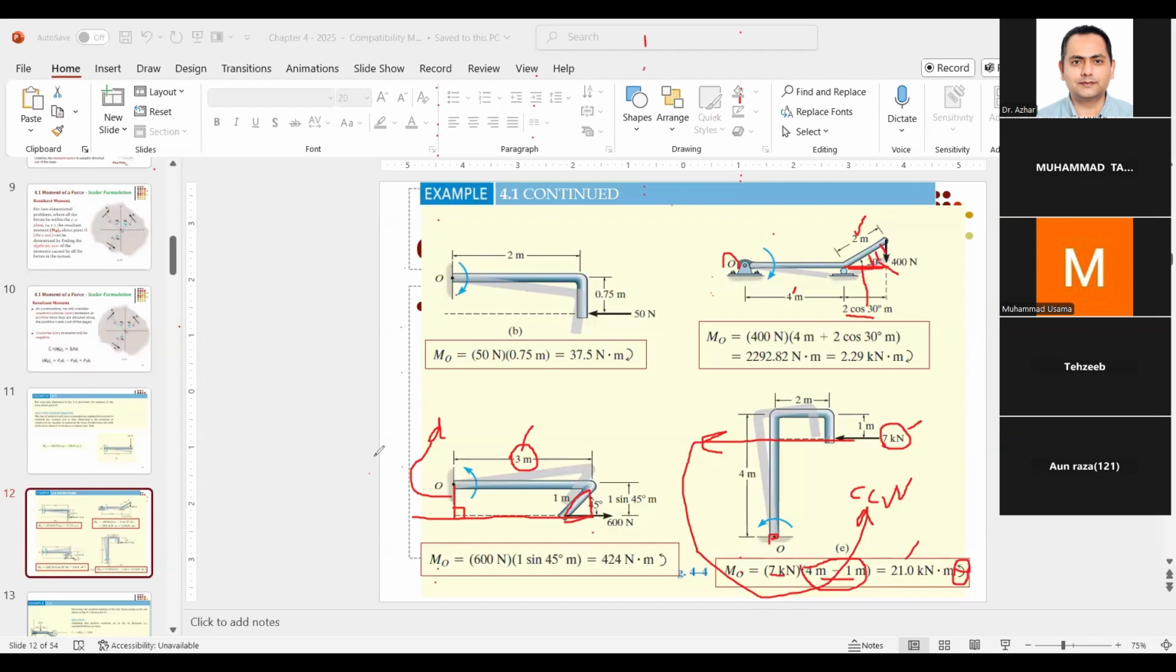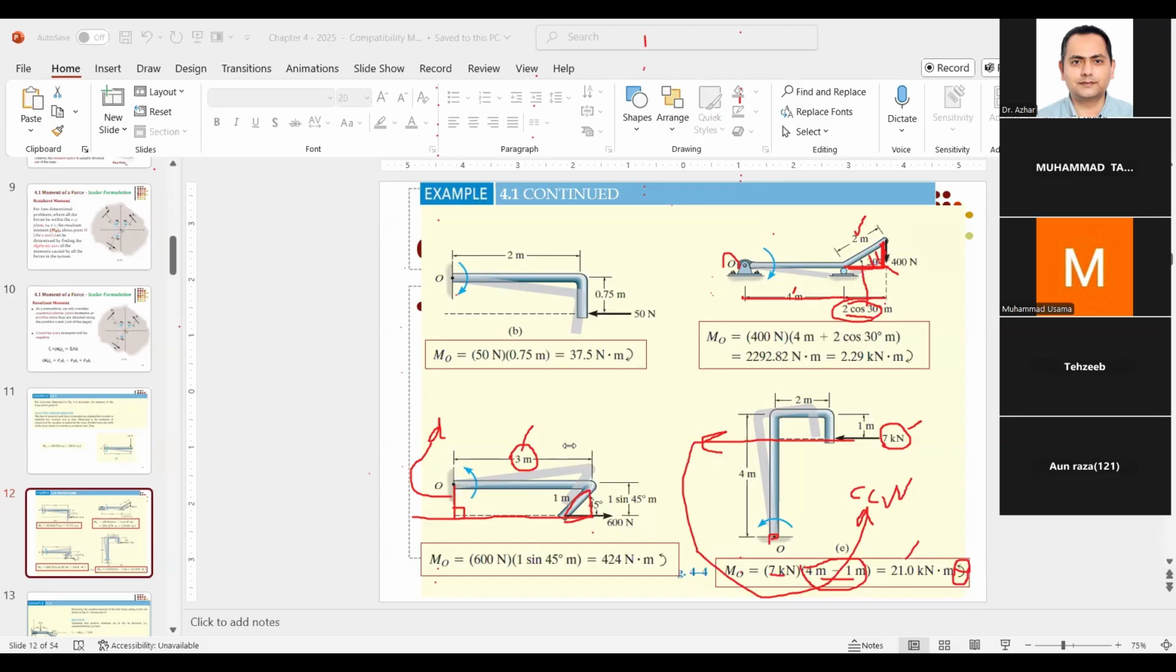Okay, because we need the base. Okay, that's fine. So why are we not using the sine angle? If we use the sine angle, it will give us the vertical distance. We don't need the vertical distance. We needed this horizontal distance. And this was part of the horizontal distance.